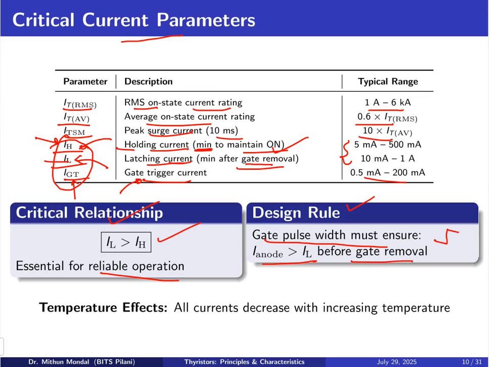So whatever signal you are giving in the gate, its pulse width must ensure that the anode current is greater than the latching current when you remove the gate signal, because the gate is required only to turn on the thyristor. You can remove the gate after the thyristor is turned on. Temperature effect is very important because all currents will decrease with increasing temperature. So as the temperature increases, the current will fall. So we need to include the temperature in our design current ratings.